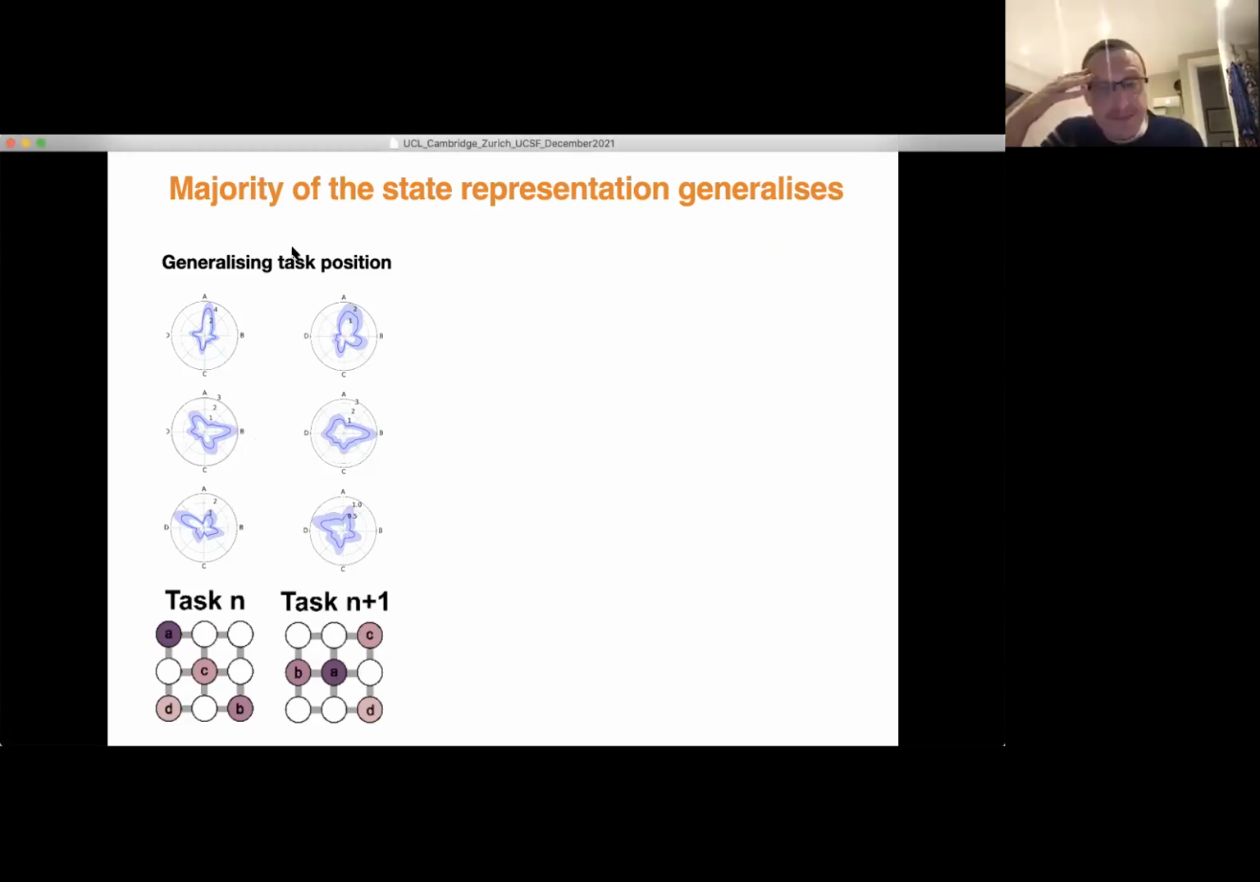So these cells are coordinate cells, but there are some other cells that seem not to be coordinate cells. This one fires for B in task 1, but D in task 2. And so a reasonable question you could ask of me is, okay, have you just picked out these cells because they look like coordinates? Or is that what the population is doing?